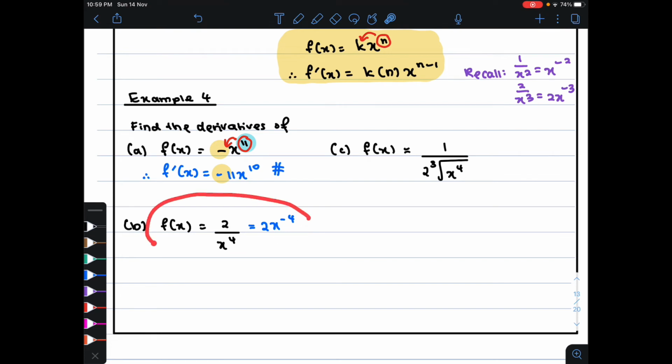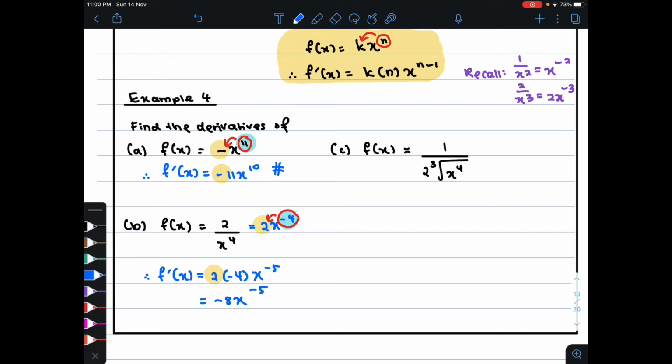So now let's differentiate this f(x). Differentiate f(x), that will give you f prime x. So if we differentiate 2x to the power of negative 4, 2 is the constant here, so just copy down 2. Next, we have x to the power of negative 4. You bring the power to the front. X stays the same, but for the power, you need to minus 1. So you'll get x to the power of negative 5. And hence, the final answer is negative 8x to the power of negative 5.